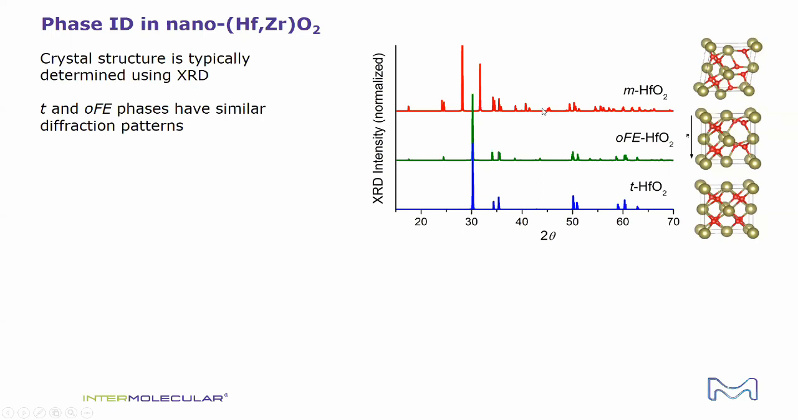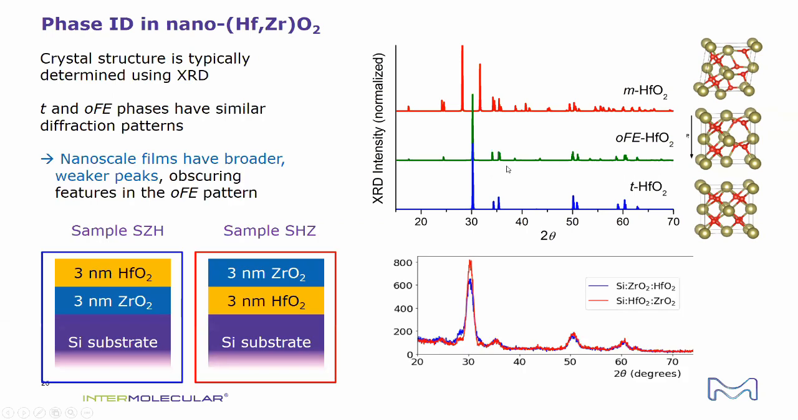The monoclinic phase is pretty easy to distinguish, but we have a couple of features here that we can use to distinguish the orthorhombic phase. But when we have real nanoscale films, by XRD, we can't see any of those. The peaks are broader, weaker, and it obscures these important features.